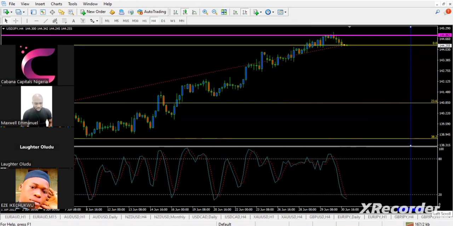Euro Aussie is negatively correlated with Australian dollar USD. So if I'm looking for a sell opportunity on Australian dollar USD, I expect Euro Aussie to be bullish. 70 to 80% of the time, these pairs move in opposite directions. I've studied both pairs for years. They move in opposite directions.